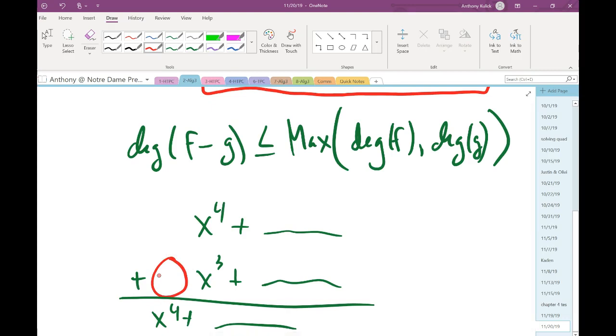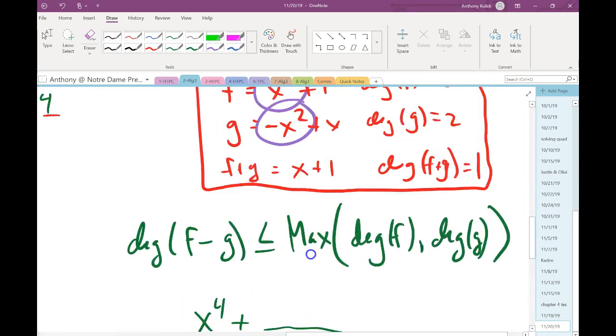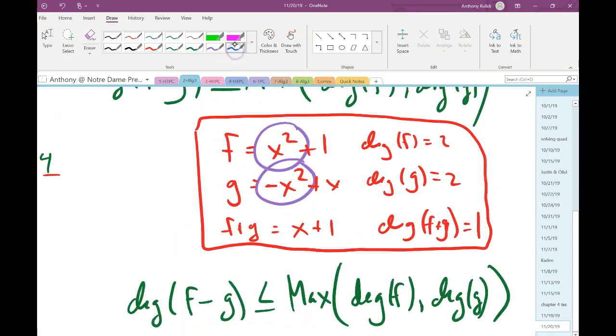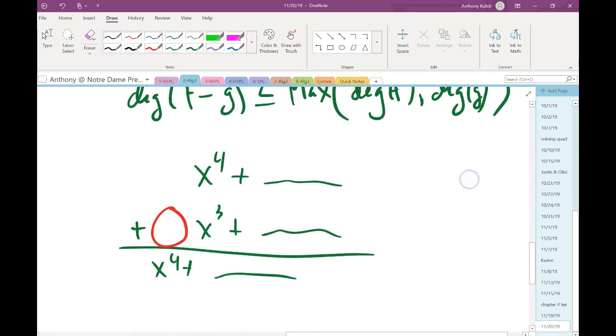What's the only time when I add two polynomials I could get a degree less than the maximum? When the degrees are equal. If f and g are the same degree, it's possible the leading terms could cancel each other out. If they're different degrees, you can't cancel the leading terms because they aren't like terms anymore. We'd be trying to cancel an x to the 3rd with an x to the 4th, and those aren't like terms. You couldn't cancel it. Do we see that?